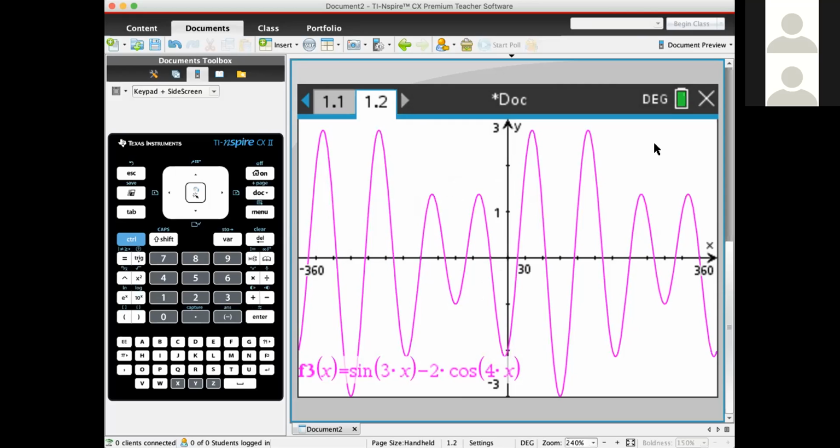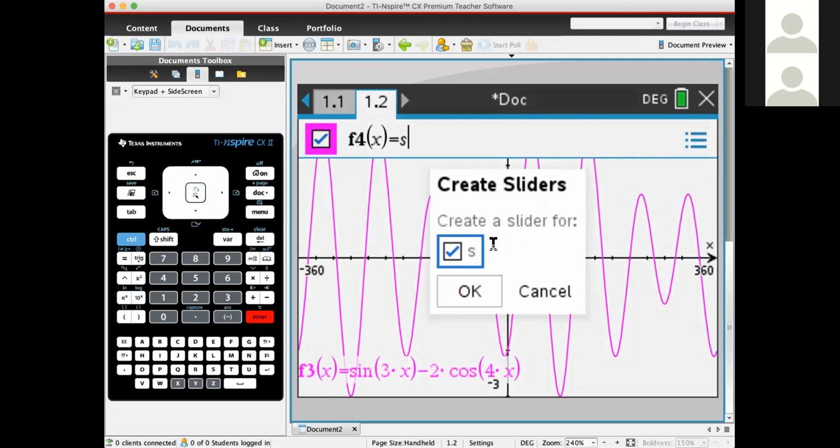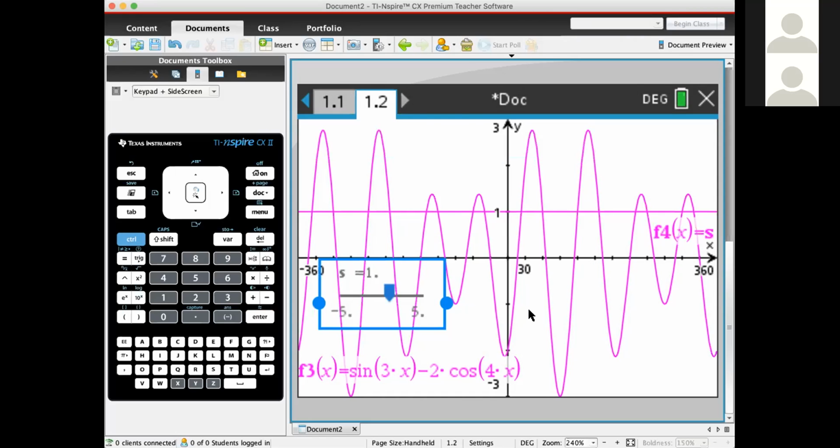Now you want to enter the k. How do you enter the k as a slider? It's just another equation. You hit tab, you'll get the equation entry, and here you put k. It's using the k from the earlier page, so I'm going to enter another letter. Let me call it s for slider. The moment you hit enter, the calculator asks, should I create a slider for that? You hit OK, and automatically the slider is created.